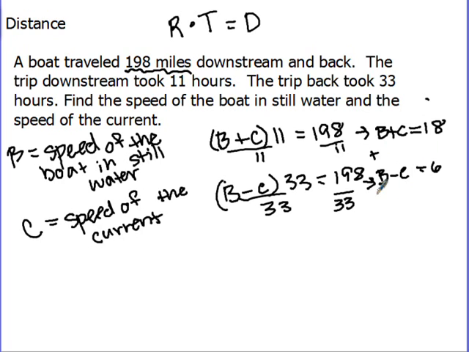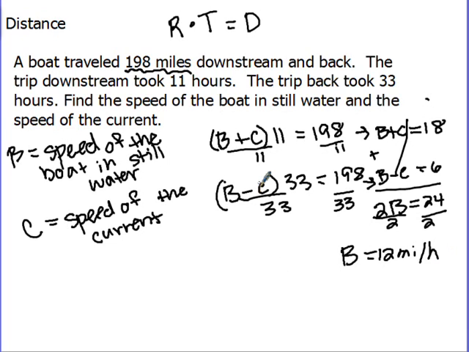If I add them together, B plus B, 2B. My C's cancel out. 18 plus 6 would give me 24. So what is the speed of my boat? Divide by 2. So the speed of the boat is 12 miles per hour.